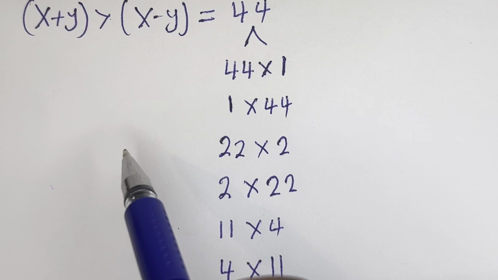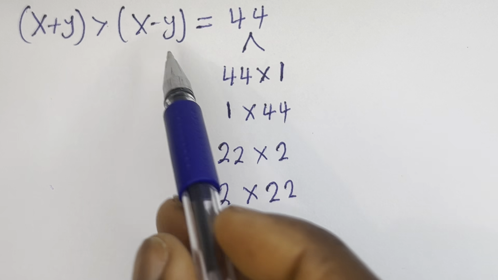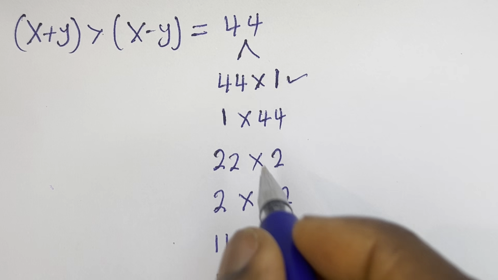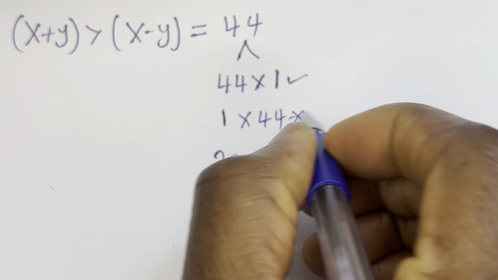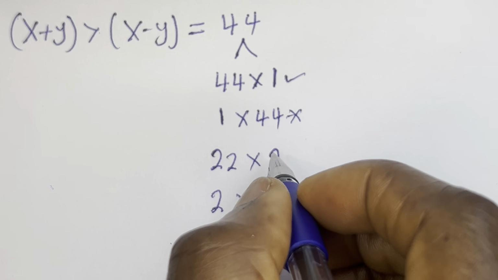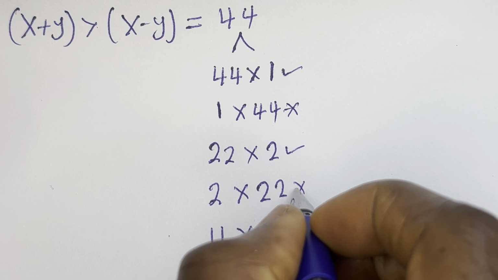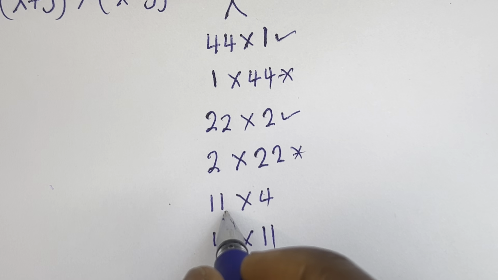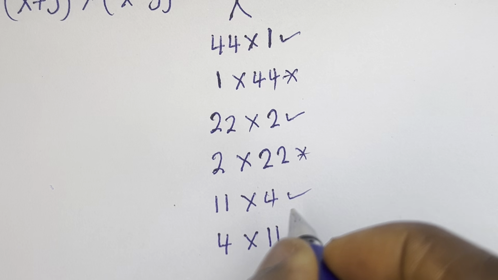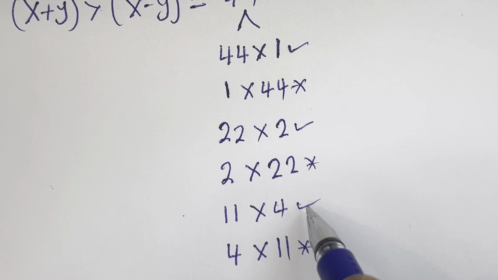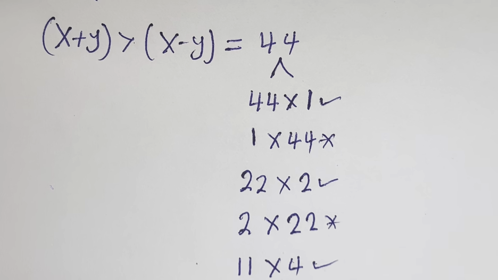But since x plus y is greater than x minus y, 44 is greater than 1, this is accepted. 1 is less than 44, this is rejected. 22 is greater than 2, this is accepted. 2 is less than 22, this is rejected. 11 is greater than 4, this is accepted. 4 is less than 11, this is rejected. We have how many cases? 1, 2, 3. Now let's consider the first case.